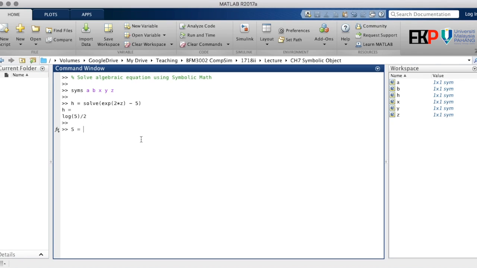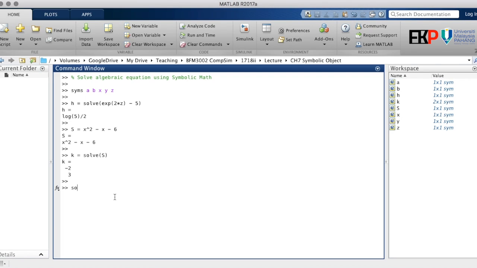We can also, for example, define an expression s equal to x squared minus x minus 6. So we have x squared minus x minus 6 as s. Now we can solve this. Let's say I assign it to a letter k. k is equal to solve s. When we press enter, we see that k is equal to minus 2 and 3. So basically, the solution to this expression is minus 2 and 3.